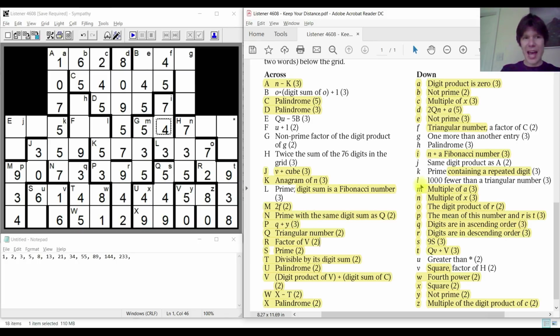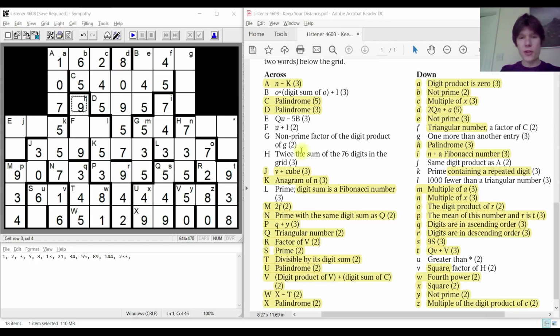Now looking at the clue for little h, we can see that's a palindrome, so that means its last and first digits are the same, so this digit here is a 9, and again, even though we don't know the middle digit of that entry yet, we can cross off the clue because it doesn't give us any more information. It can't tell us anything about the middle digit.